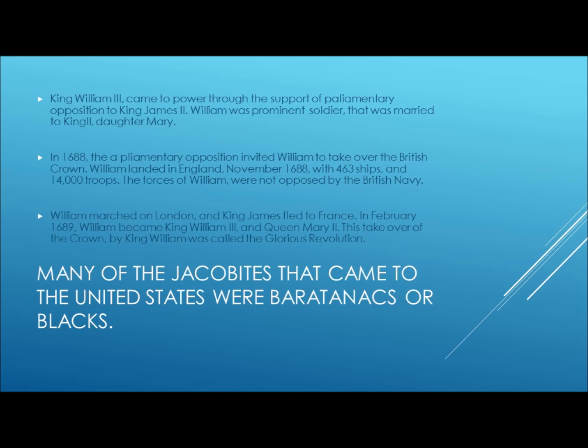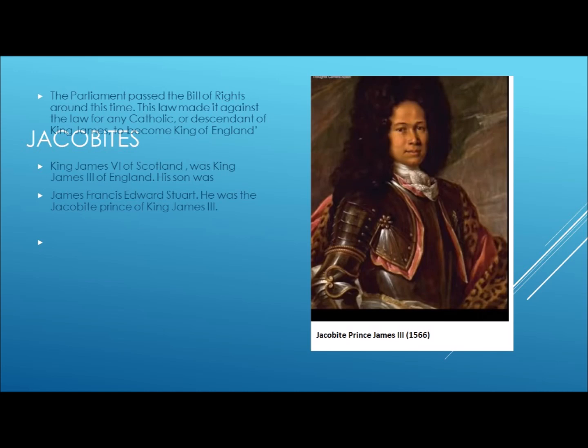William marched on London and King James fled to France. In February 1689, William became King William III and Queen Mary became Queen Mary II. This takeover of the crown by King William was called the Glorious Revolution. Many of the Jacobites that came to the United States were marronage or blacks. Yes. If you read the literature, you're going to find that many of the Jacobites were Black people. These were Black Catholics. The Parliament passed the Bill of Rights around the time. This law made it against the law for any Catholic or descendant of King James to become the King of England.